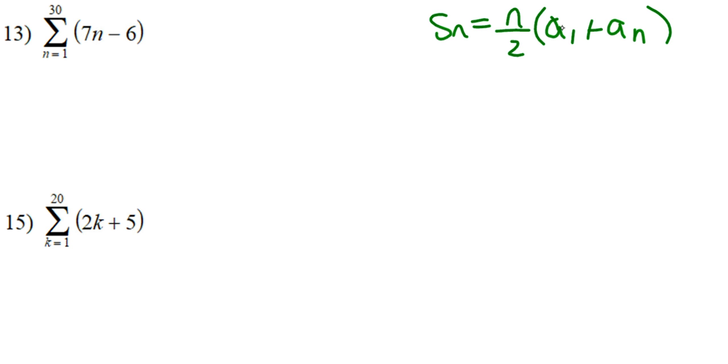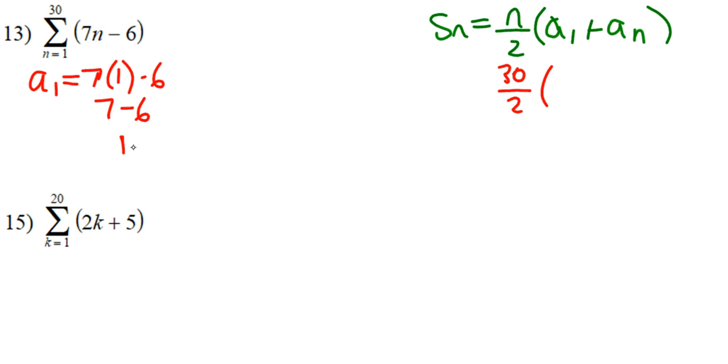And let's just think about those numbers that are going to go in the formula. Well, n is 30. There are going to be 30 bushels of apples. And then a1, well, I don't know a1 until I plug it in. So let's find a1 by plugging in that first number. 7 times 1 minus 6. That's 7 minus 6 is 1. So there's a 1 goes right there. Plus an is the last number, and you're going to find that by plugging in that top number, 30.